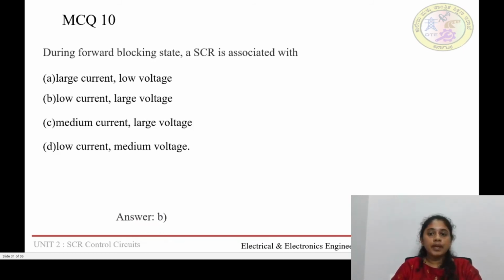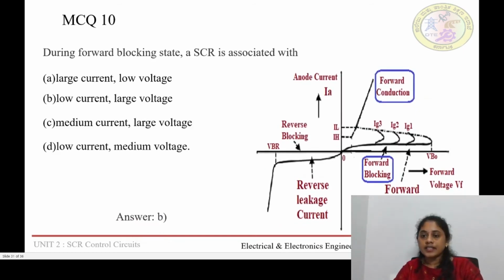The option is B. You can also see in the characteristics here, in the forward blocking region, the current is very less and voltage is equal to the applied voltage. Voltage across the SCR is equal to the applied voltage.